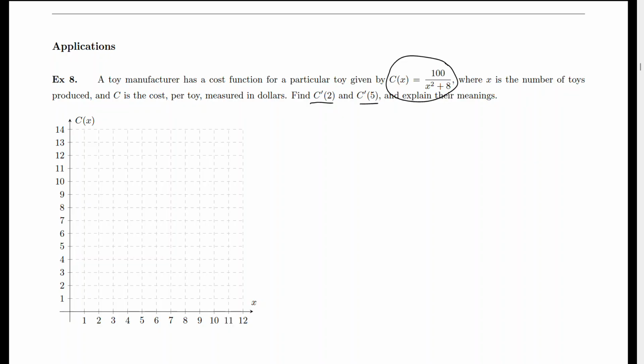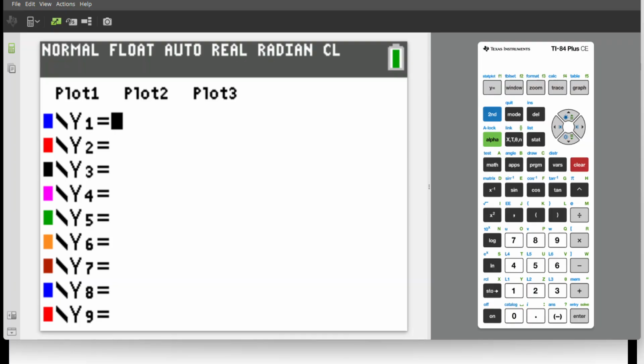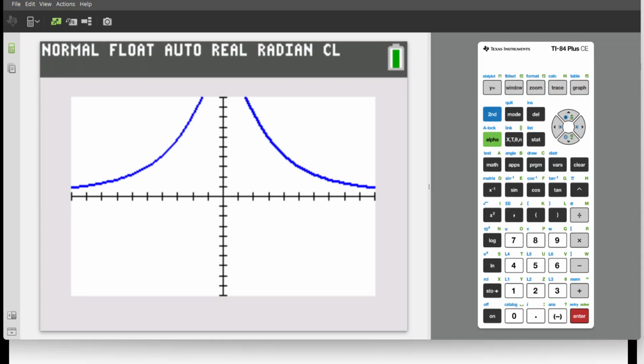Okay, there's a little graph section here in case you want to graph this function, but let's go on a calculator and graph it and see what it looks like. So again, as usual, I'm going to go to my Y menu and I'm going to type in the given cost function. So the cost is 100 divided by x squared plus 8. I need to be paying close attention to the denominator here. It has multiple terms, so I need to put some parentheses around everything, but that's basically what the cost function looks like. And I'm going to reset my window by clicking on zoom and then choosing option number 6, the standard zoom, and that's the graph.